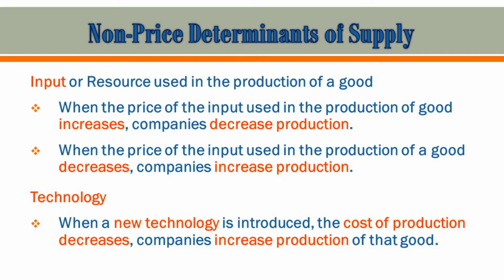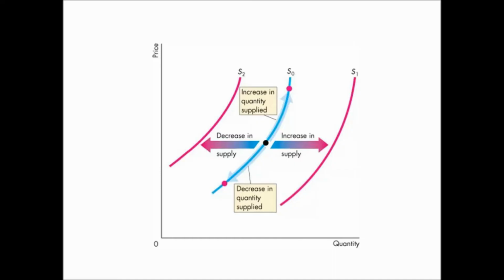Hence, the company will want to increase its supply if any new technology is introduced. Again, if any of these non-price determinants of supply affects the market, we will shift the supply curve. And as was the case with the demand, a shift to the right will represent an increase, and a shift to the left, a decrease. And this is all that we needed to know about the supply.